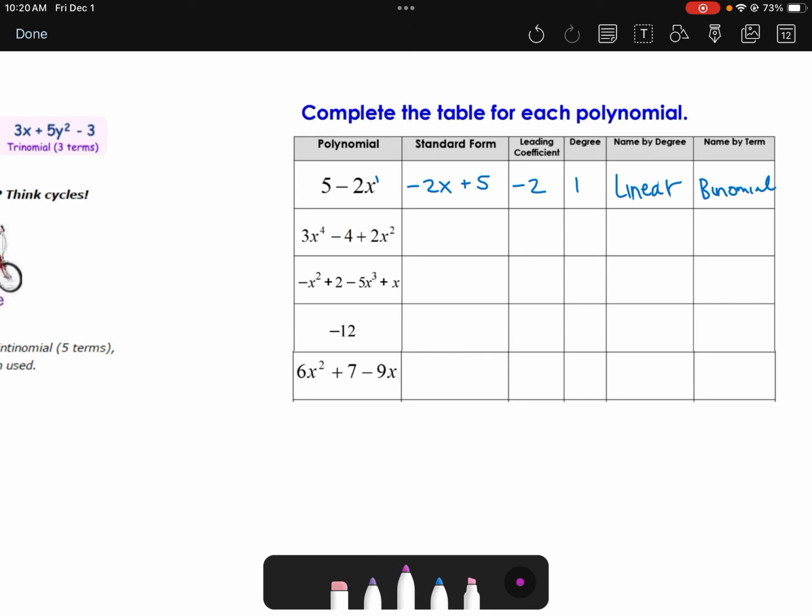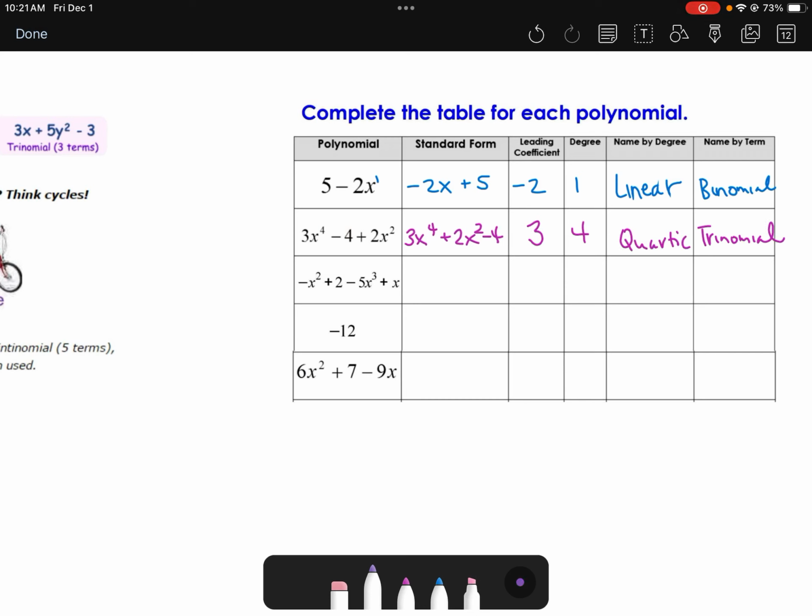Okay, let's do another one. So standard form, we want to go in descending order. So 3x to the 4th plus 2x squared minus 4. My leading coefficient is 3. The degree is 4. So if I'm naming it by the degree, okay, that is a quartic. And there are 3 terms, so that is a trinomial.